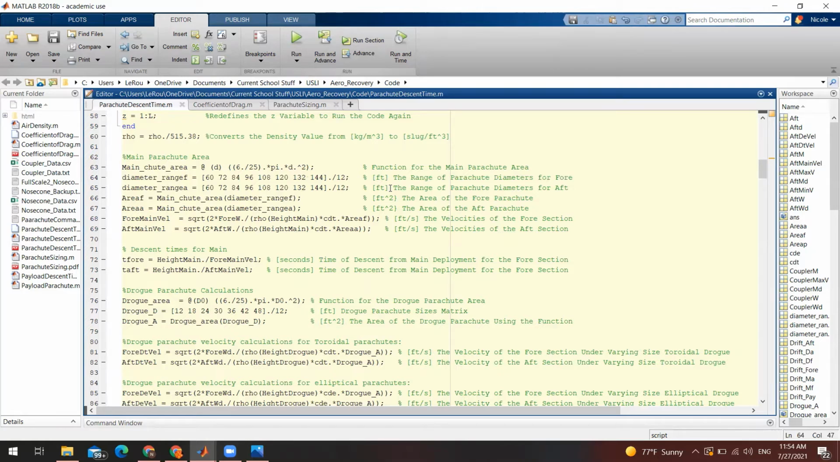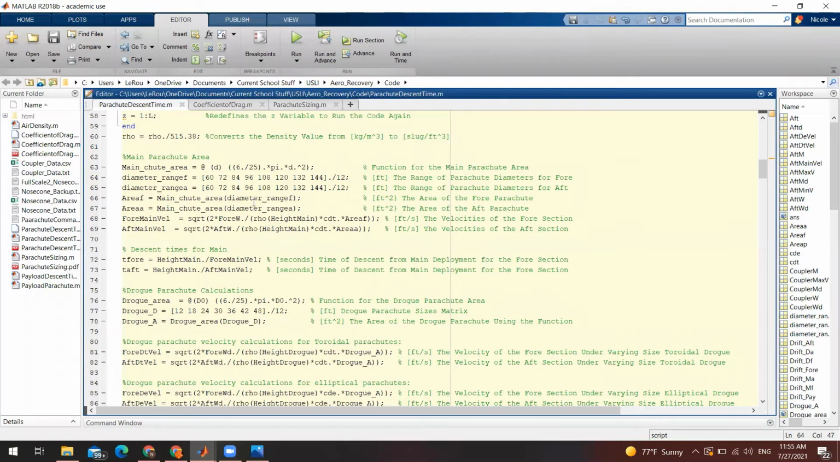This code is using a 60-inch to 144-inch, 5 feet to 12 feet, range that we used. I believe we ended up going with a 6-foot and a 7-foot parachute, if I remember correctly, but we'll run the code at the end and show it again. This is just a function for main parachute area. Our main parachutes were toroidal, so this is a function for the area of a toroidal parachute.